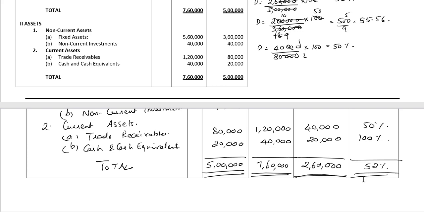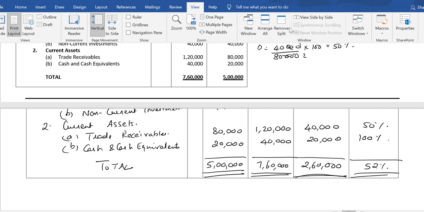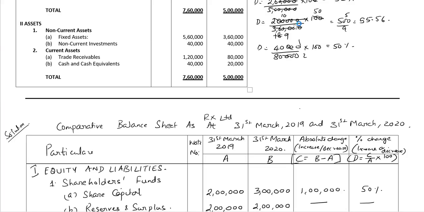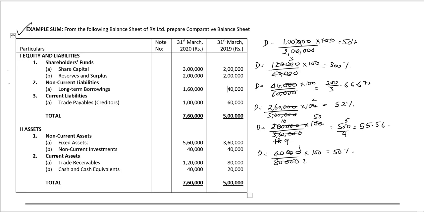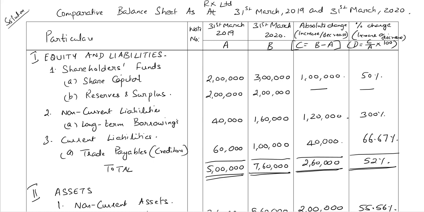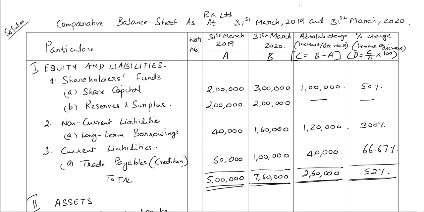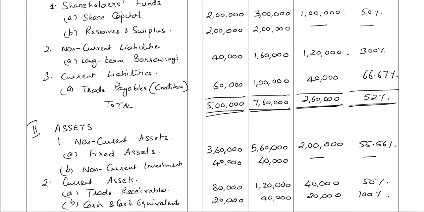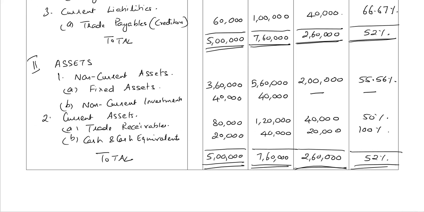The solution is done. We'll view the full answer. This is a question balance sheet given. Solution. The first screen. And this is the second screen.